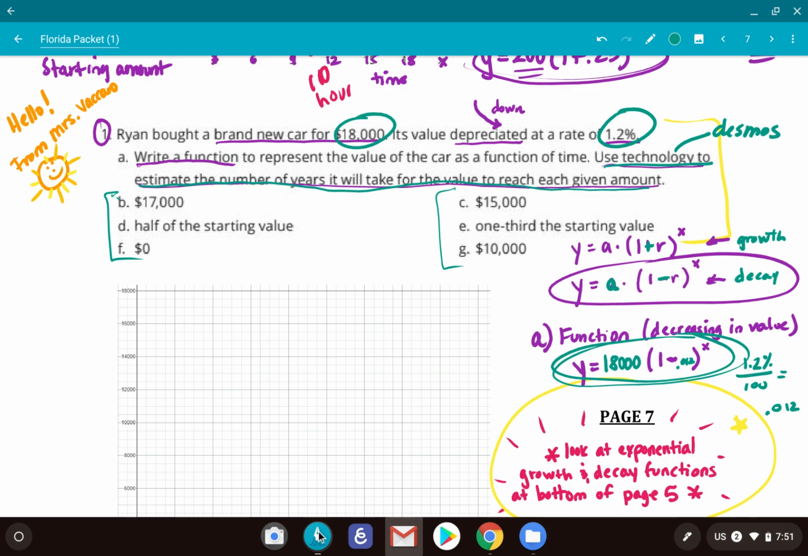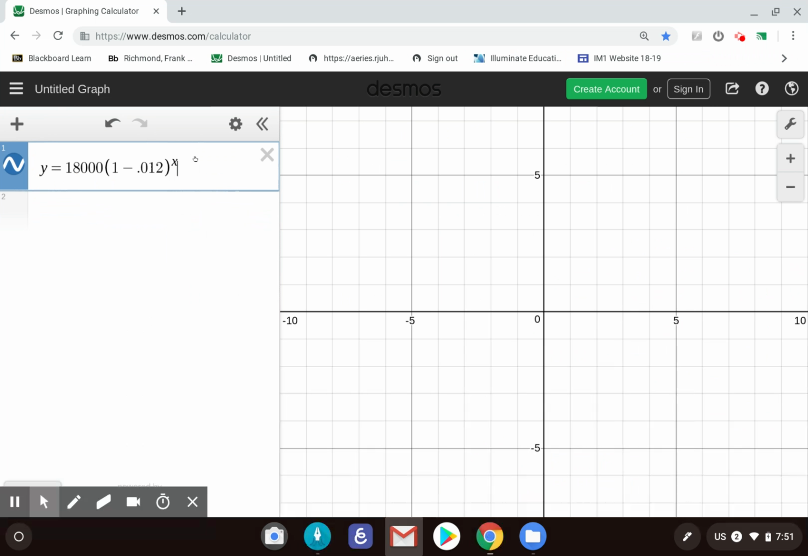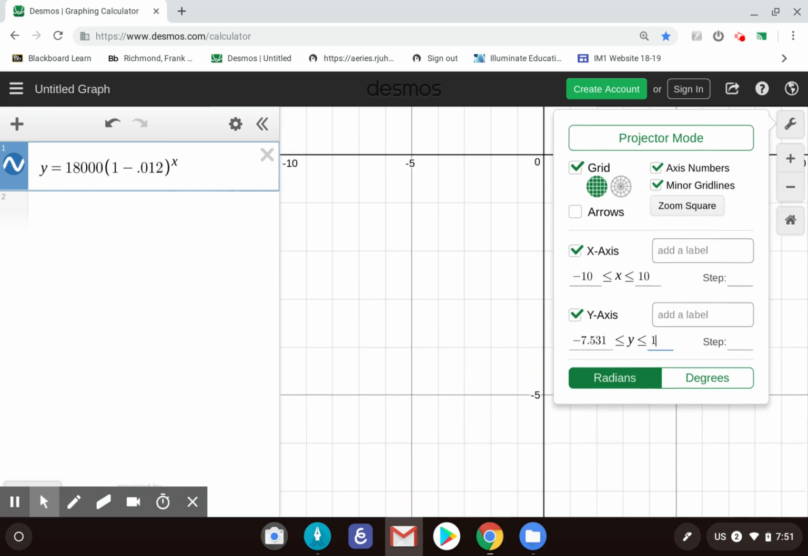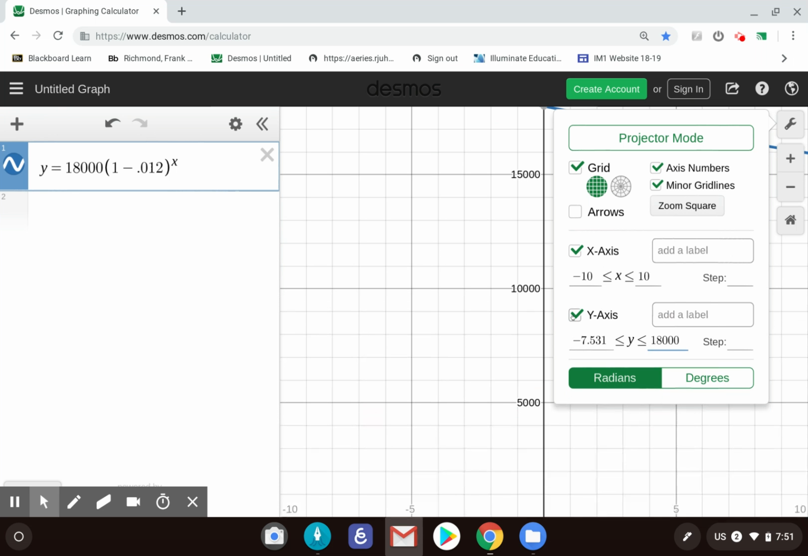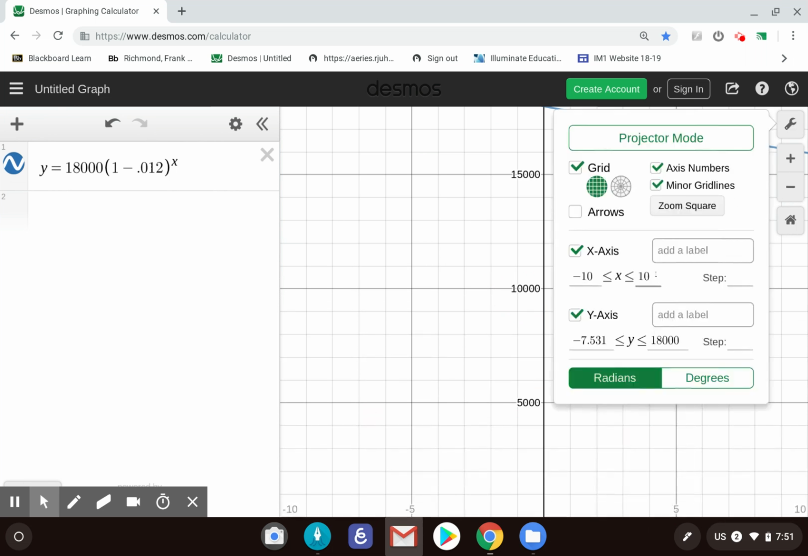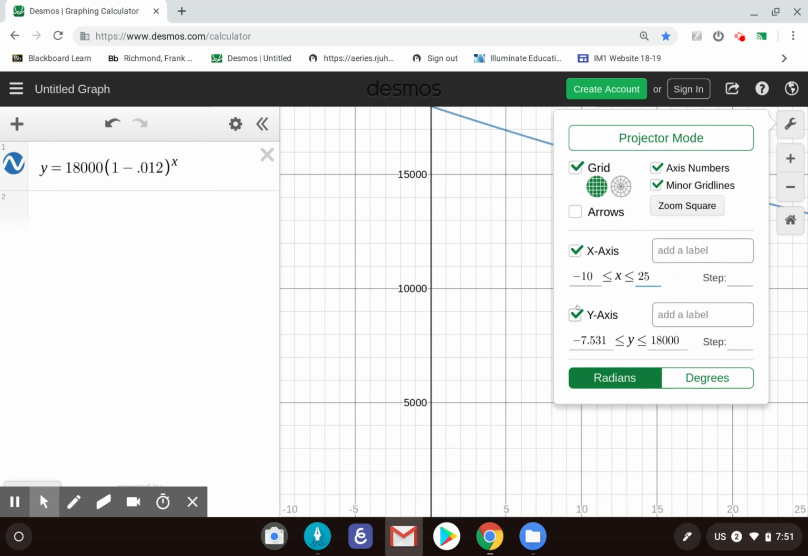Let me just make sure I wrote it down correctly. 0.012 x power. Yeah, so this is what it would look like. And if you notice, you cannot see your graph at all, and that's because we're starting at 18,000 and our y value is only going up to 7. So we need to change our y value to be 18,000. And then I'm going to go ahead and change my x value because this is only going to 10 years. So it looks like it's going to take a little longer than 10 years. So we'll do like 25 years maybe.